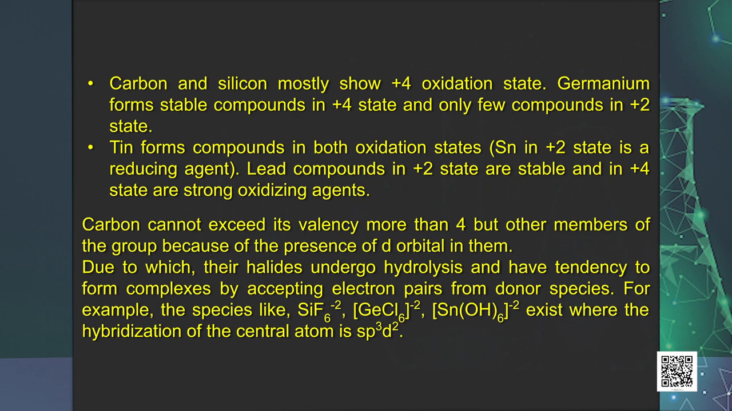For example, the species like hexafluorosilicate, hexachlorogermanium, hexahydroxy tin exist where the hybridization of the central atom is sp3d2. Next, we will learn about the group 14 elements chemical reactivity.